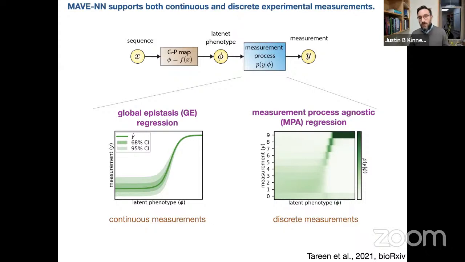Here, the probability of each of a certain discrete number of measurements is represented using a very flexible function of the latent phenotype. And I want to emphasize that when Maven fits models to data, it infers both the GP map and the measurement process simultaneously, and this is quite simple using TensorFlow.